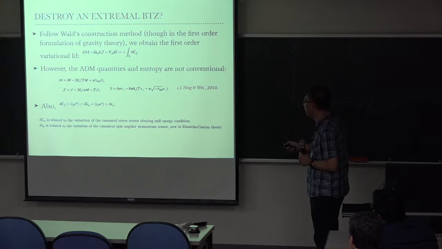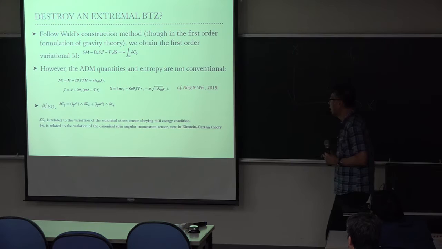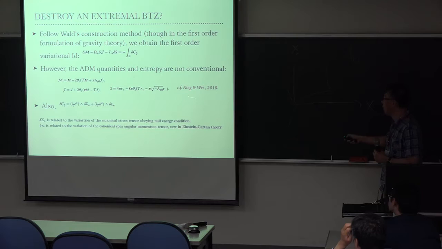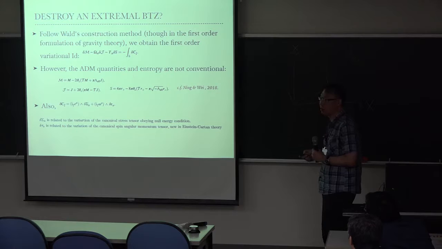Except the ADM quantity is not conventional, because we have this Chern-Simons coefficient and also the effective cosmological constant. So the ADM quantity is different. Also, the entropy does not equal the area of the horizon. Actually, this was done earlier by Fording and his student in 2018. I will skip the details; we simply follow the same procedure as we did for the Kerr-Newman one.